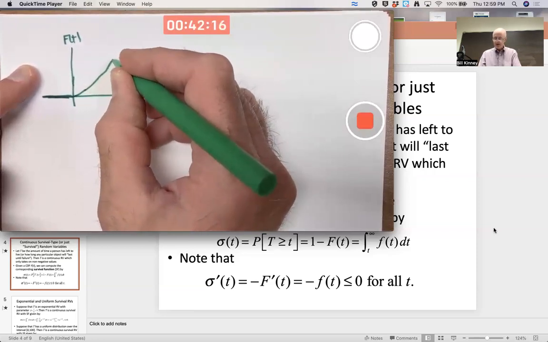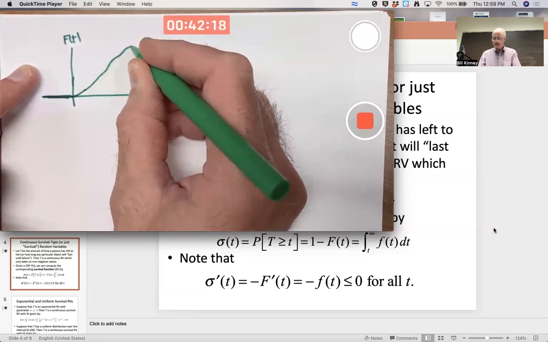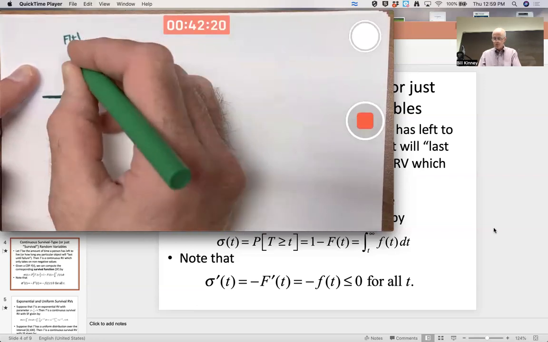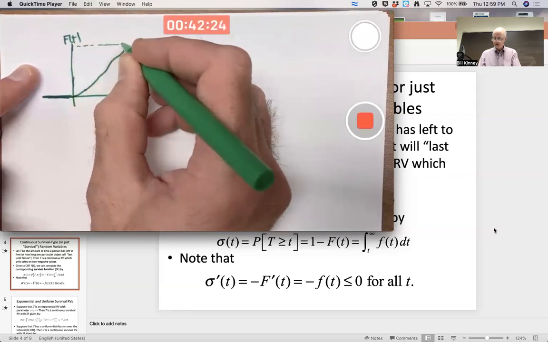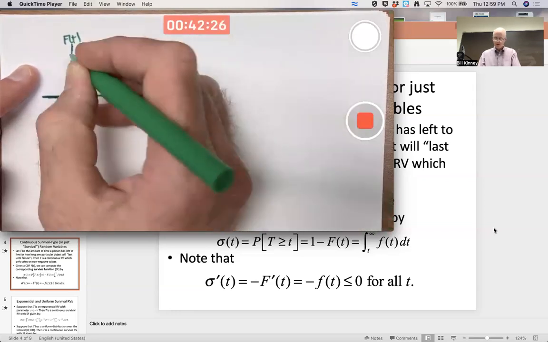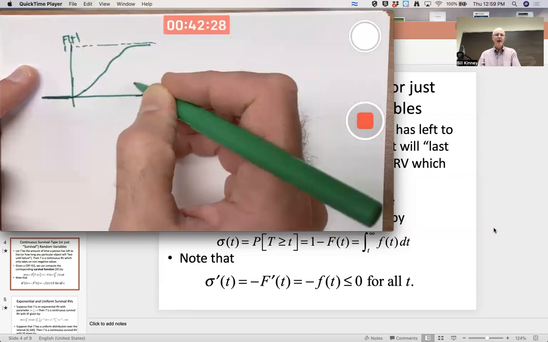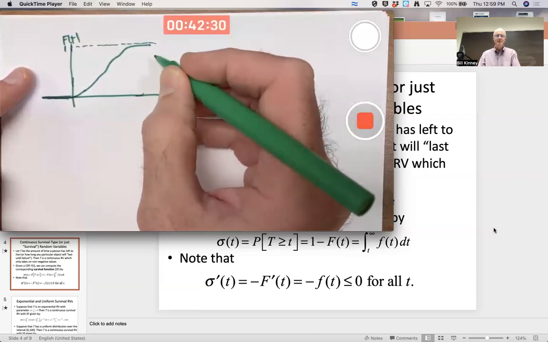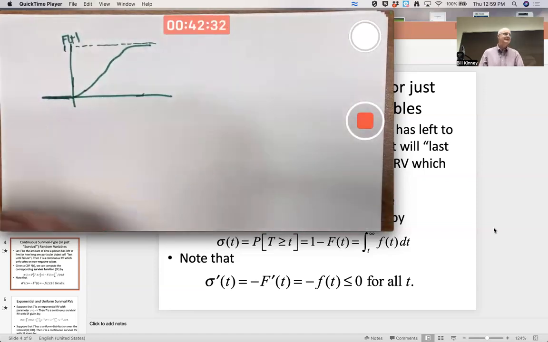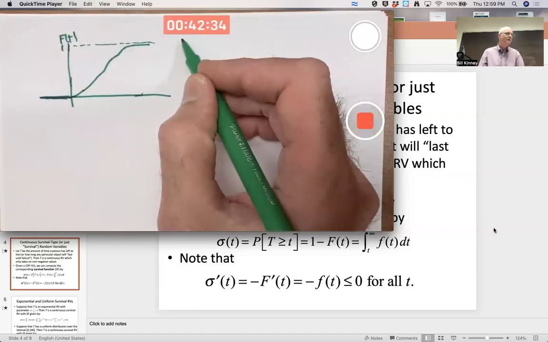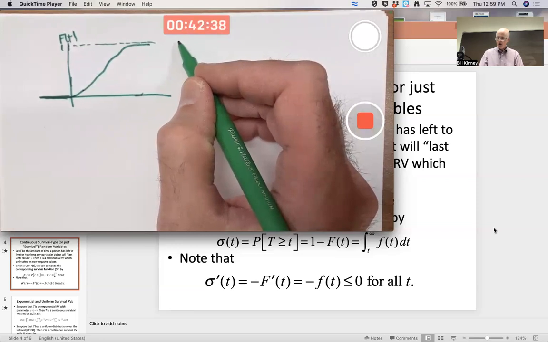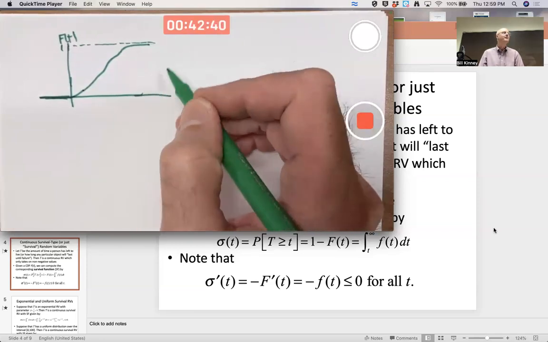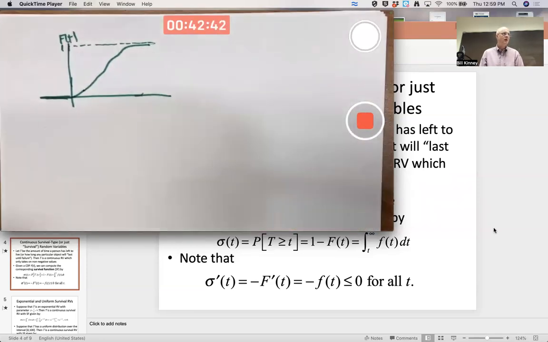Maybe it increases, maybe it wobbles a little bit as it increases, but it approaches what as t goes to infinity? What's a horizontal asymptote here? 1. And maybe from a practical standpoint, it does have to effectively equal 1 at some point, right? Nobody lives past 120 years or so. So that's a general form of the CDF. It's the CDF.